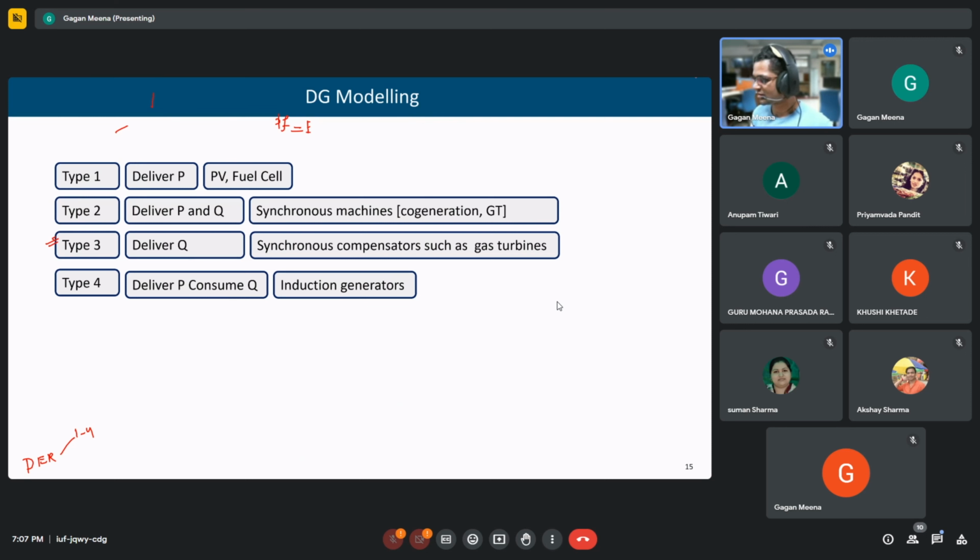And type 4 is similar to our induction generators. It delivers active power P and consumes Q. Why does it consume reactive power?